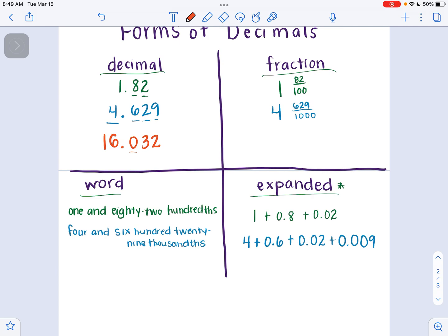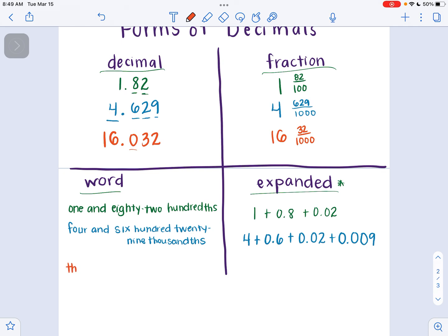All right, now that you've given it a go, you should have written 16 and 32 thousandths. Make sure you have 3 zeros there and not 2. In the written form, you should have done 16 and 32 thousandths.